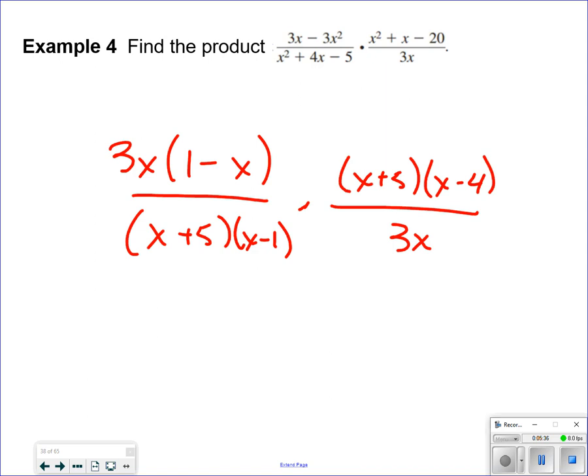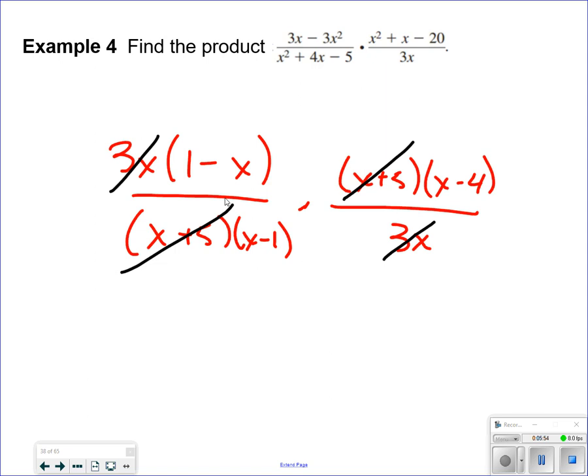So now let the canceling begin, and you're allowed to cancel anything up and down or anything that's diagonal, meaning something on the top can be canceled with something on the bottom. X plus 5 can cancel with x plus 5. That's easy enough. And 3x is a monomial, can be canceled with a 3x.